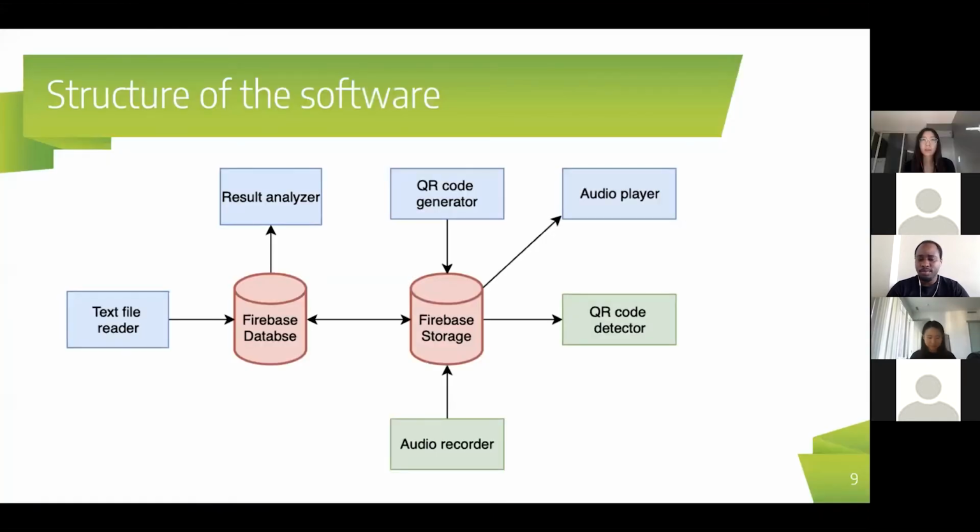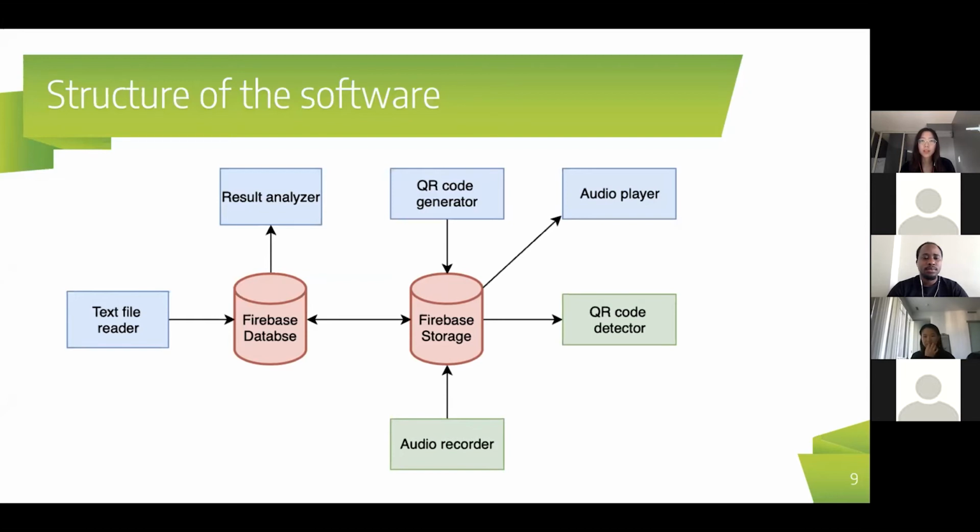So now let's talk about the structure of the software. When creating a project, the text file reader will get the content of the labels and categories of the project and then store them in a file-based database. Once a project is created, the QR code generator will generate a QR code for the project, and it will be stored in the file-based storage. Notice that a reference to the document in the file-based storage will be saved in the file-based database.